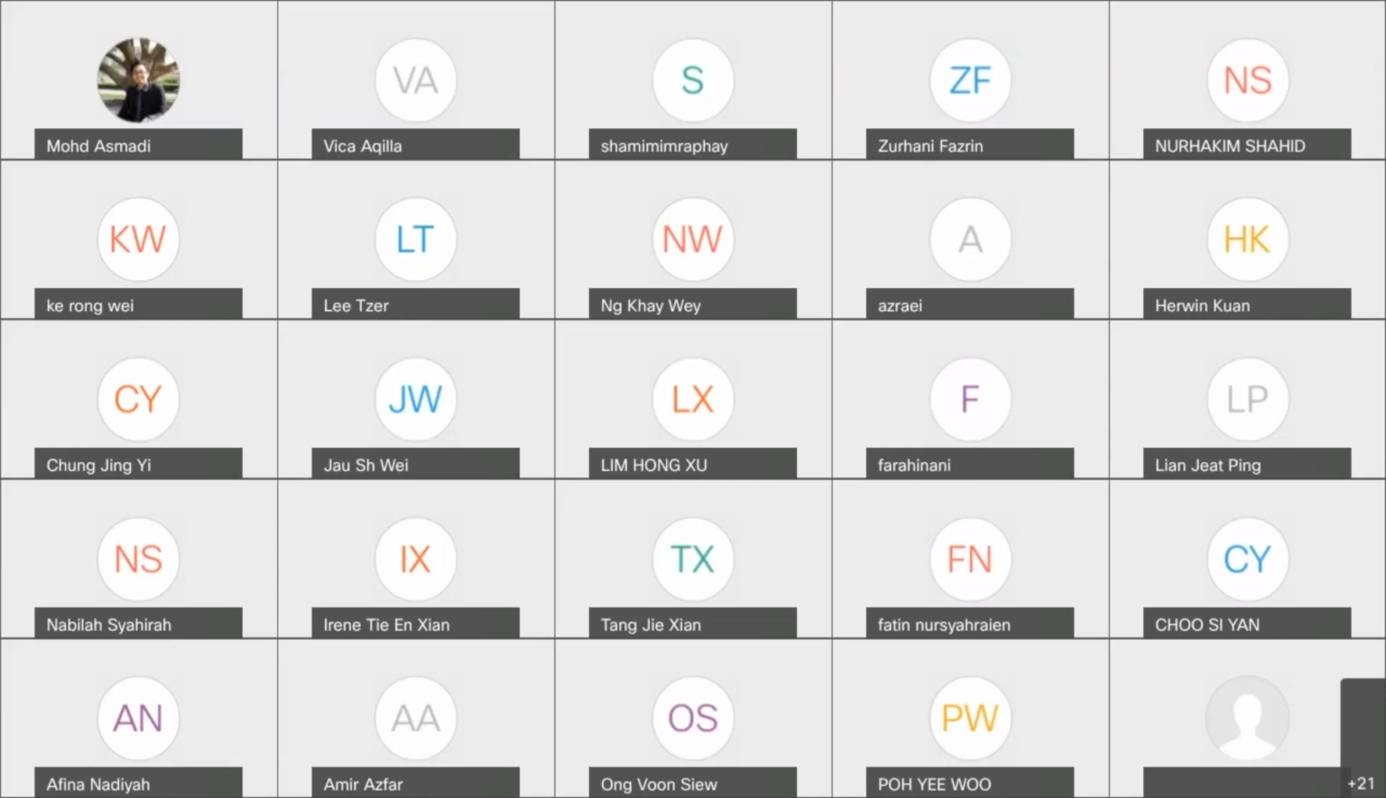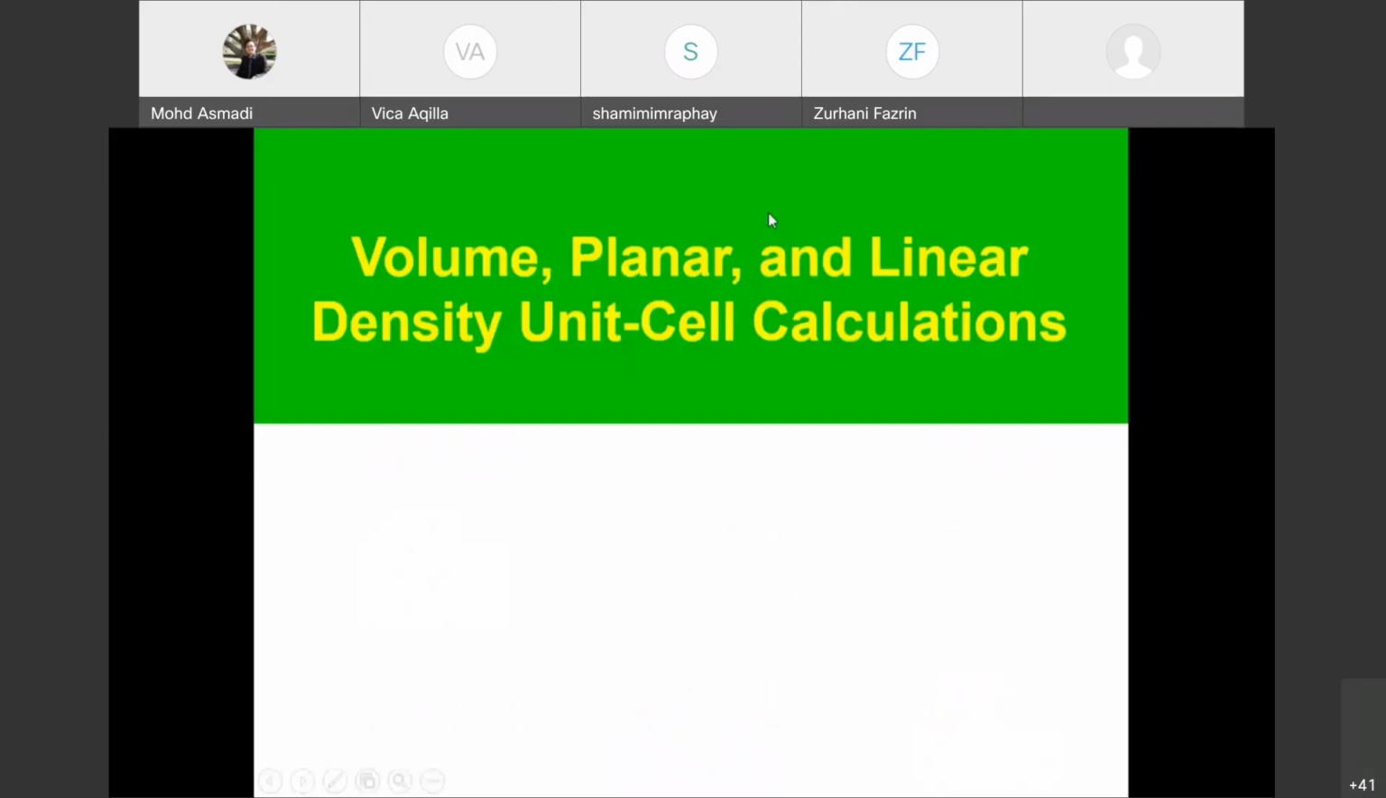Okay, let's see the volume, planar, and linear density, and unit cell calculations. This one you have to understand. You have to master the direction indices as well as the Miller indices, especially for planar and linear densities, because planar density needs the information from the planar Miller indices, while for linear densities you need the information from the direction indices.